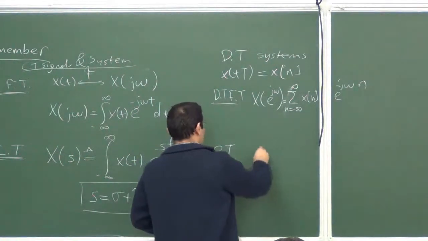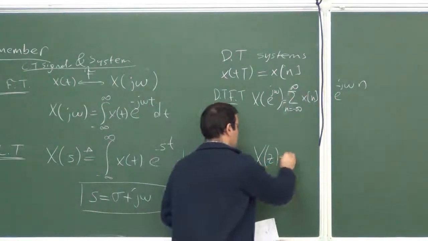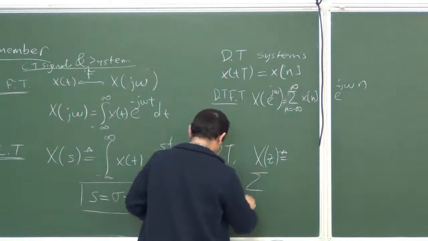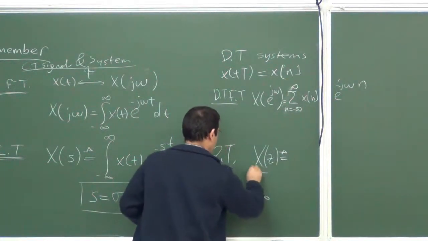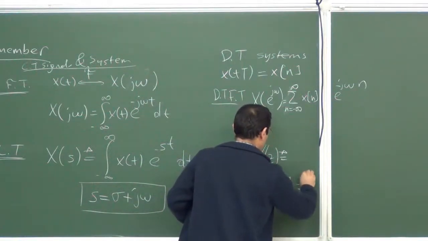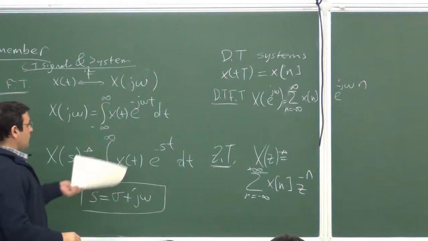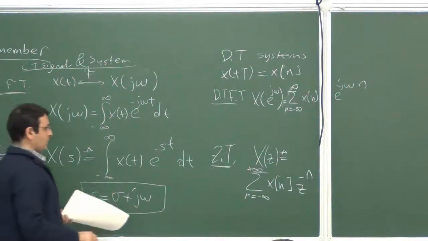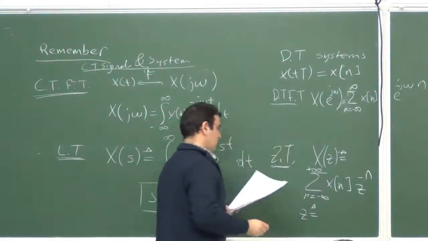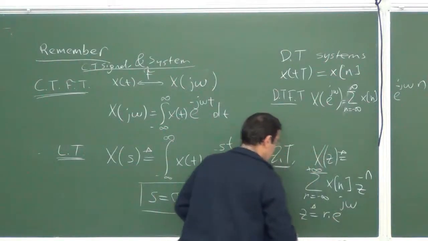What is the definition of Z transform? I think last week you have seen this. Let's remember. So again, this is a summation from minus infinity to plus infinity, x[n] z to the minus n. So it is actually the discrete counterpart of this Laplace transform. So the z in this case is r times e to the j omega. So this is the definition of z.